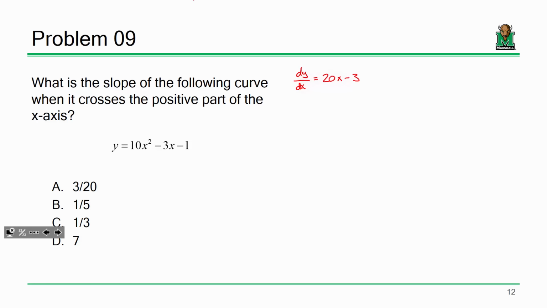Well, we need to figure out where it crosses the positive part of the y-axis. Let's ignore that positive part for a second. When you cross the y-axis, or I'm getting it backwards again. When you cross the x-axis, what's going on there? Y equals 0. So I'm going to take this curve, set y equal to 0, and solve for x. Let's just see what we get.